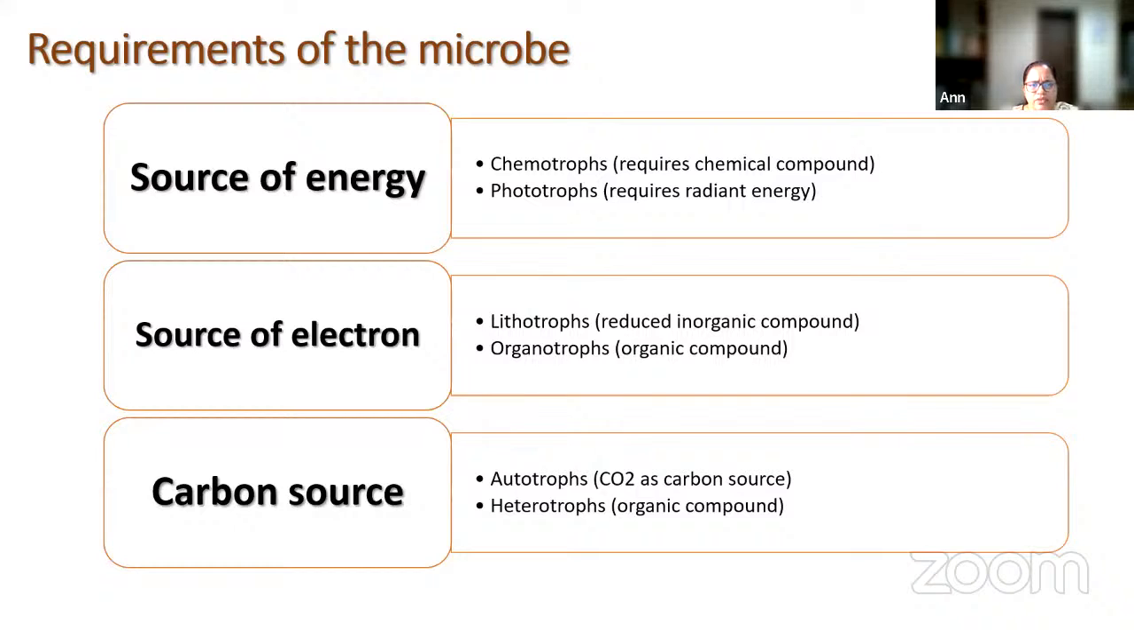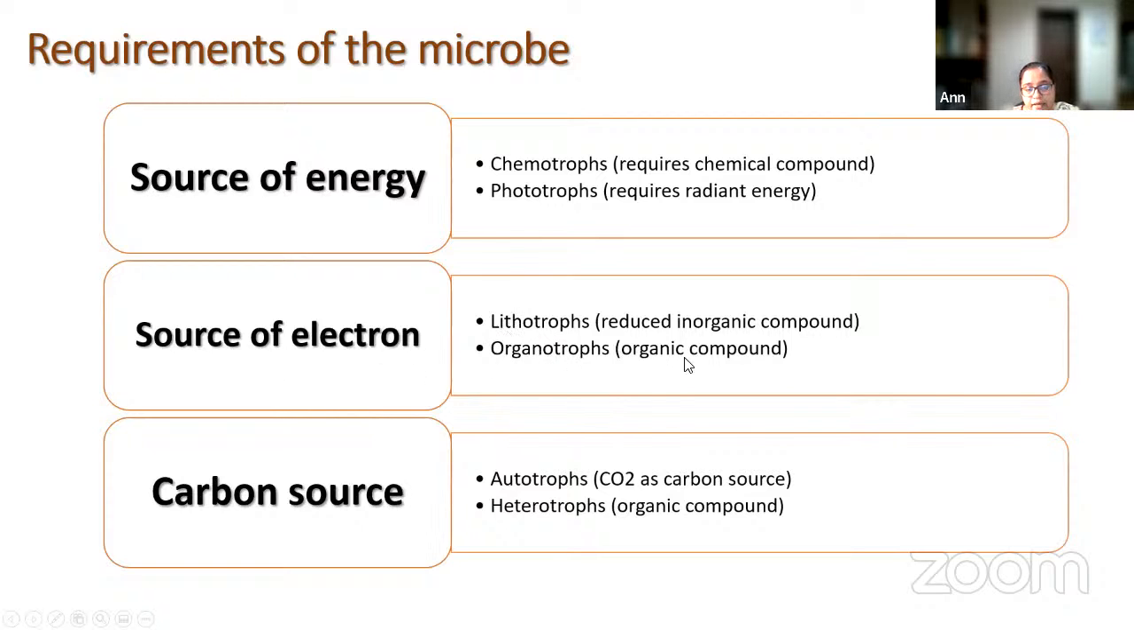So what are the requirements of a microbe? The source of energy. We may have two different forms of microorganisms. One are chemotrophs, which require chemical energy, and the other are phototrophs. So if you're working with algae or any of the forms of life which are phototrophic, they need radiant energy. Just providing them with sugar or a chemical compound, these organisms will not grow. Second is the source of electrons.